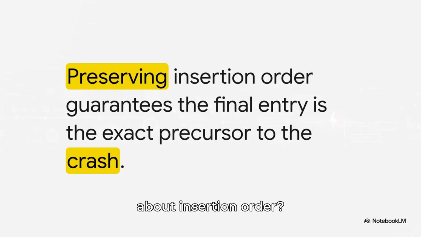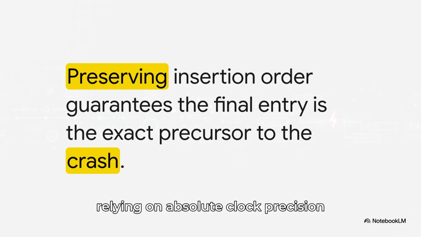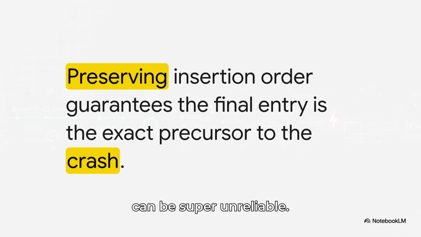Remember how we talked about insertion order? Preserving that insertion order guarantees that the final entry is the exact precursor to the crash. In modern distributed systems, relying on absolute clock precision across a bunch of different devices and microservices can be super unreliable. Timestamps might be slightly skewed, but because Sentry SDKs are strictly required to append breadcrumbs in the exact sequence they actually fired, you know for a fact that the causal sequence is perfectly accurate. That little blip right before the red error icon, that is exactly what triggered the failure.